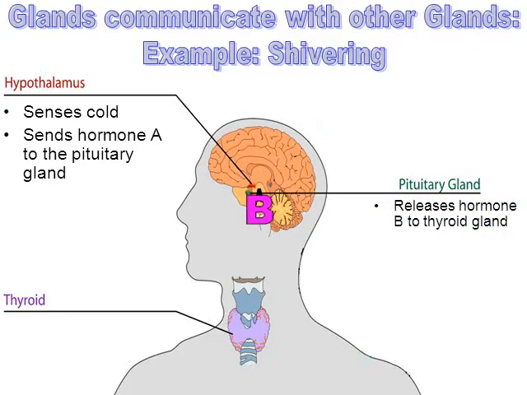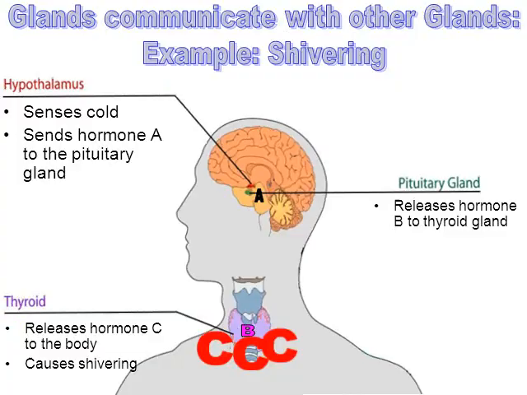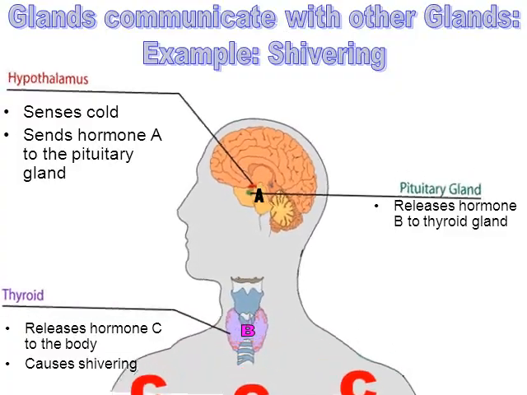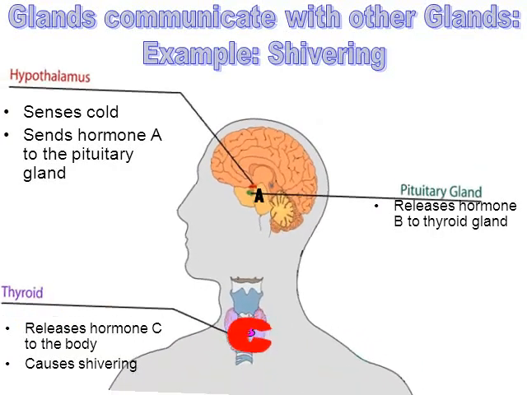The pituitary gland receives hormone A, and it responds by releasing hormone B. Hormone B travels through the blood down to the thyroid gland. The thyroid gland will receive hormone B and send out hormone C to the body. Well, watch what hormone C does. Hormone C causes the body to shake and shiver. This shivering generates heat. All your muscles begin to shake uncontrollably. That heat generates warmth, which warms us up. So this is a great example of how glands communicate with other glands.